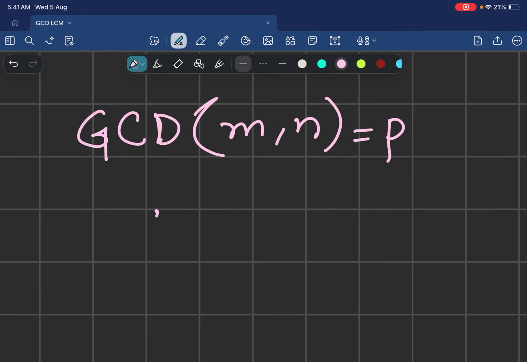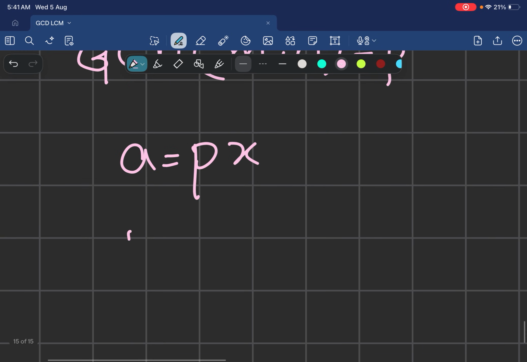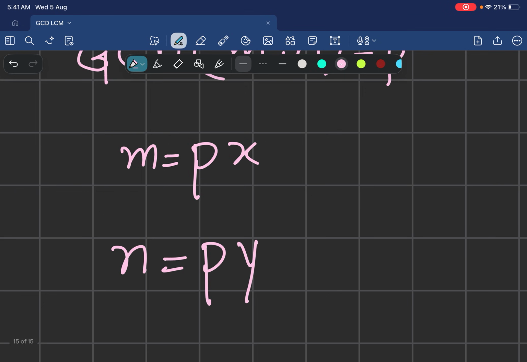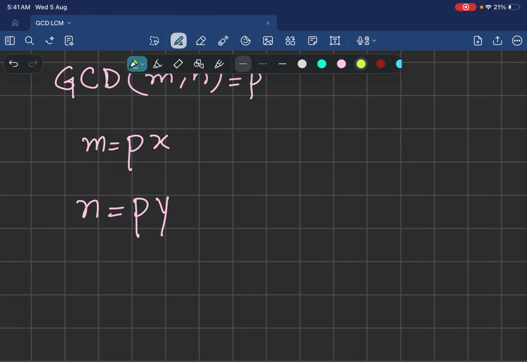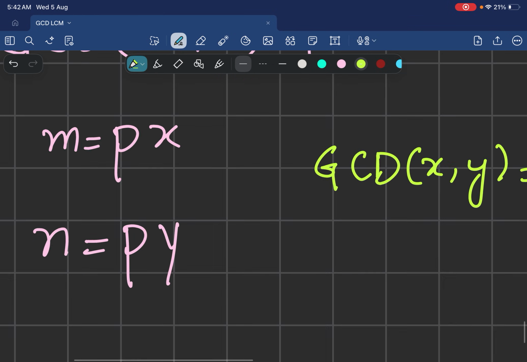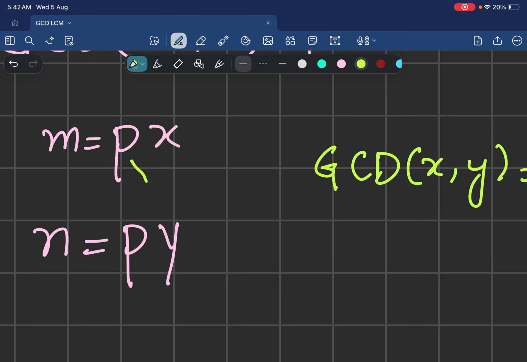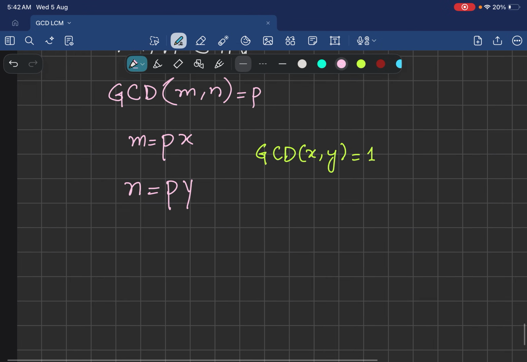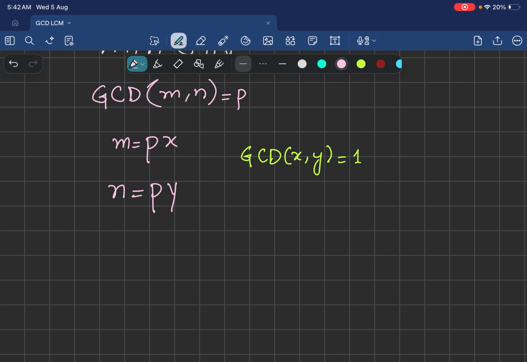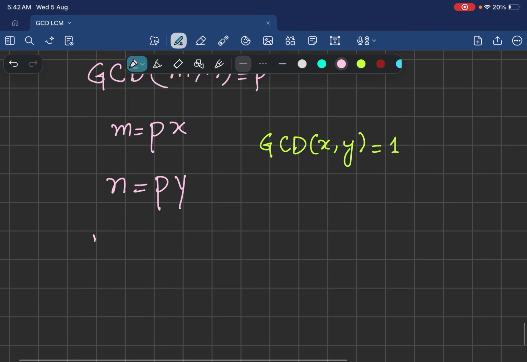Then you know that m is equal to px and n is equal to py. But the important thing here is that GCD of x and y must be 1. If they are not co-prime, then p is not the greatest common factor. If this is the greatest common factor, then x and y must not have any common factor. This is the important thing. You always have to try this first whenever you have a GCD and LCM question.